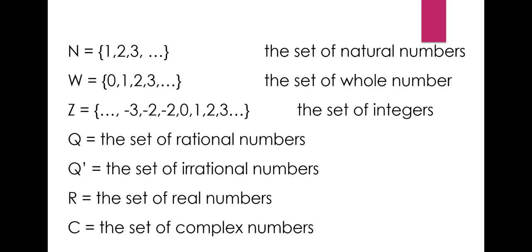Ang whole numbers is the set of counting numbers or natural numbers pero kasama na ang 0. Yun yung whole numbers. And then yung capital letter Z naman, ginagamit siya for the set of integers. So we all know naman that integers is yung mga negative numbers, positive, and 0. And yung Q naman is for the set of rational numbers. Q prime is the set of irrational numbers. Capital letter R is the set of real numbers, and C is for the set of complex numbers.